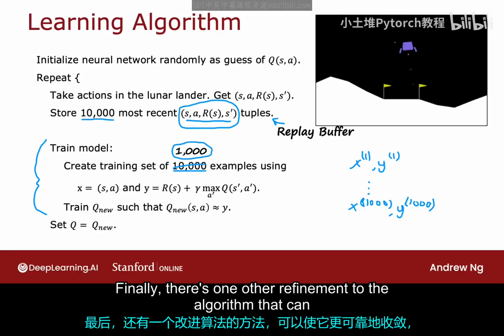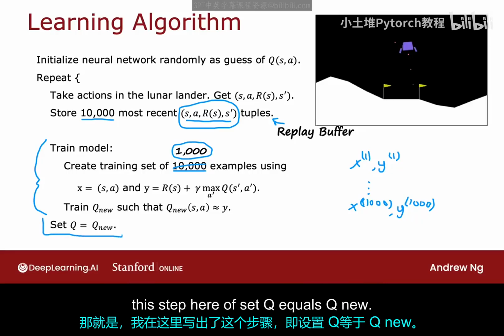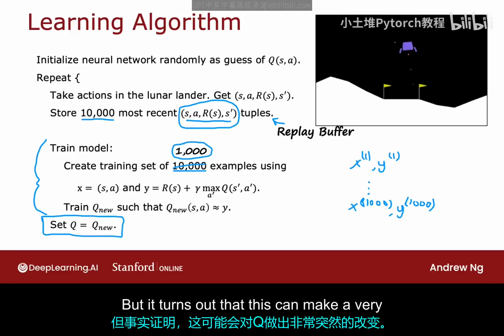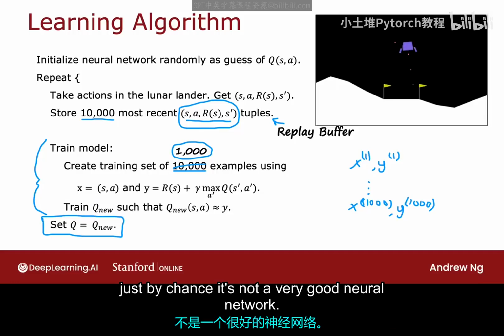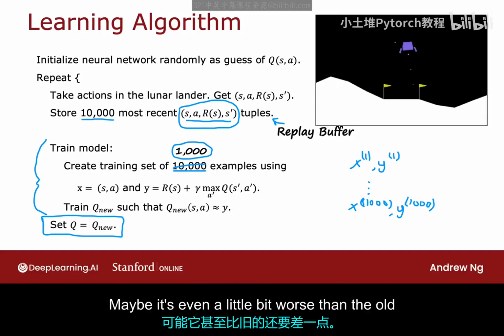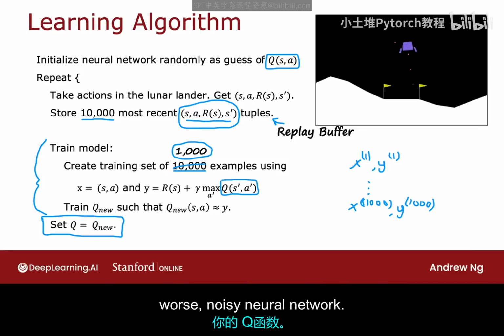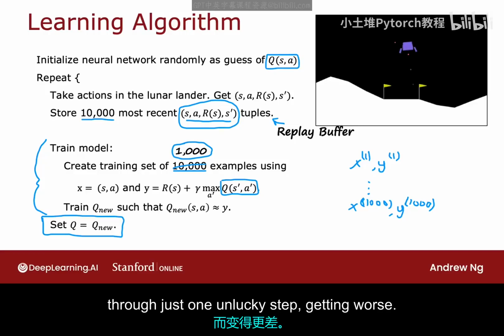Finally, there's one other refinement to the algorithm that can make it converge more reliably, which is, I have written out this step here of set Q equals Q new. But it turns out that this can make a very abrupt change to Q. If you train a new neural network Q new, maybe just by chance it is not a very good neural network. Maybe it's even a little bit worse than the old one. Then you just overwrote your Q function with a potentially worse, noisy neural network. So the soft update method helps to prevent Q new from, through just one unlucky step, getting worse.